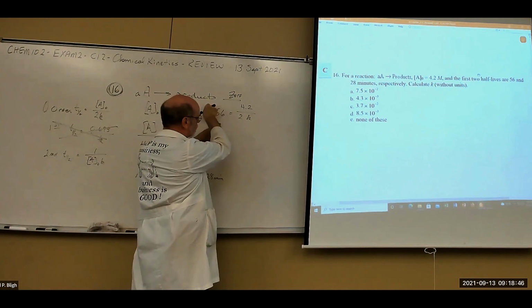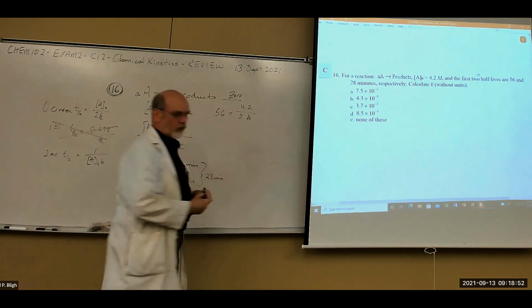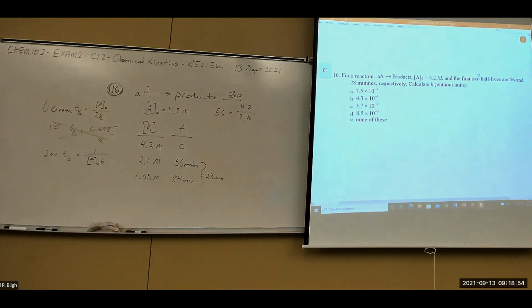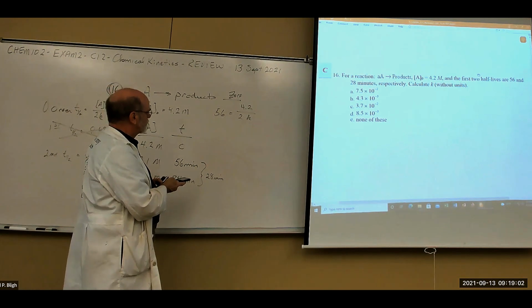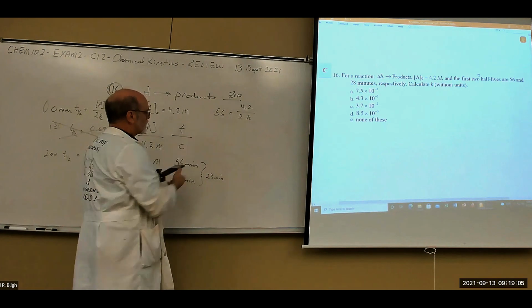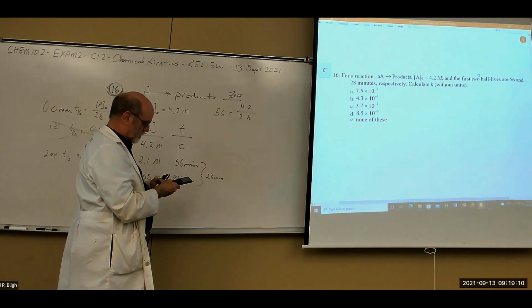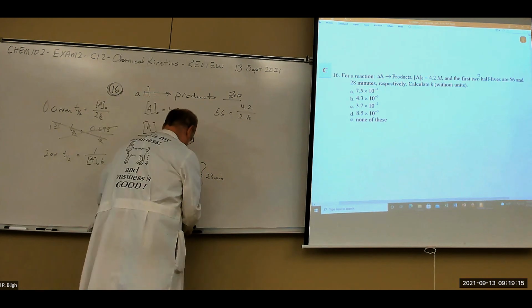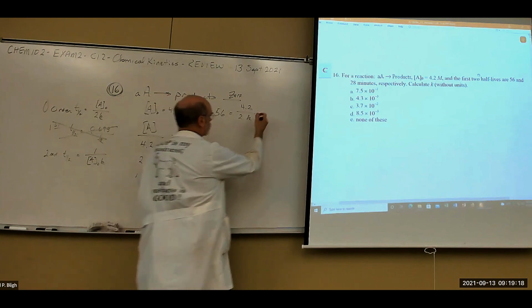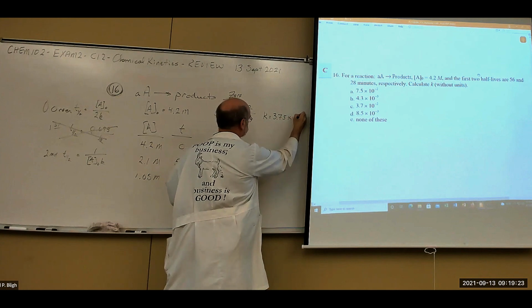Let's bring K over here. So 2 times 56 is 112, divided into 4.2. Okay, 4.2 divided by 2 and then divided by 56 is 3.75 times 10 to the minus 2. So K is equal to 3.75 times 10 to the minus 2.